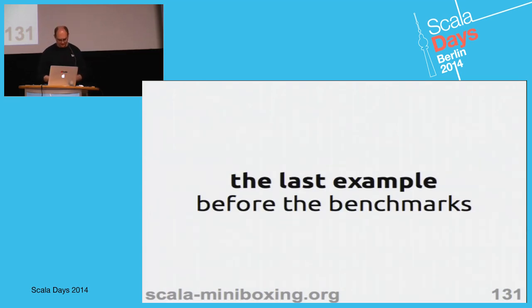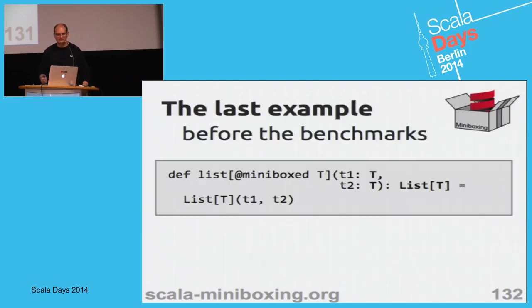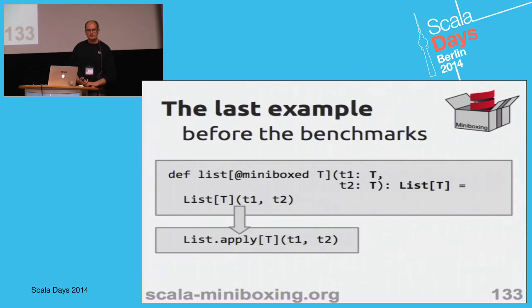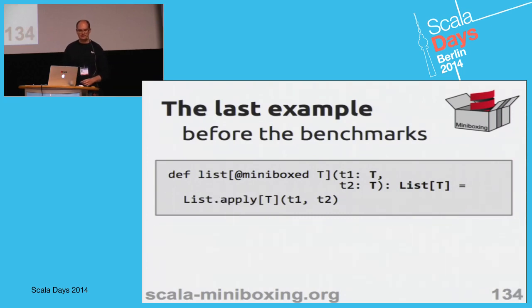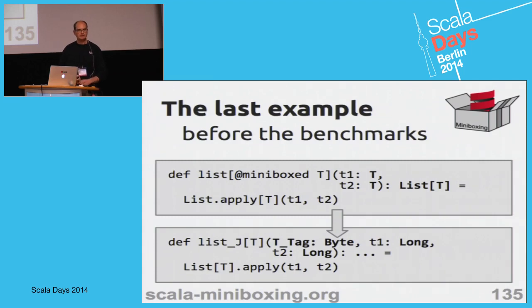This will be the last example before the benchmarks. Let's take a method list, which takes two arguments and creates a list out of them. It's a pretty simple method. If we look at the implementation, scalac will desugar this into an apply. Let's try to transform it. We know exactly how we transform the arguments: we put a type tag, and two longs. But what is the return type?